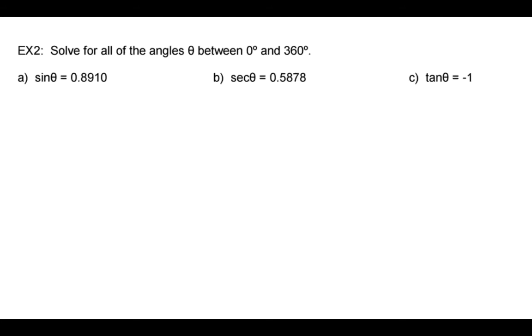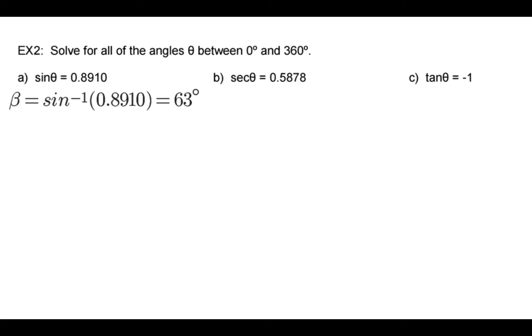Finding all the angles from 0 to 360. So sine theta is 0.891. We can find the first one because the sine is positive, so we know that it's in the top right quadrant, the first quadrant. So the first beta is actually 63 degrees. To find beta, we just do the sine inverse of 0.891. So we get 63 degrees.